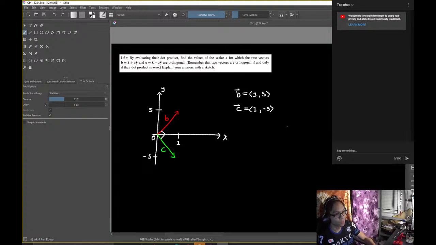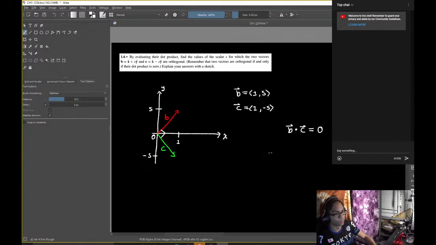So this tells us that b dot c is equal to 0. And from here, we could actually evaluate what s is. I'm just going through the entire process: (1, s) dot (1, negative s) is equal to 0.